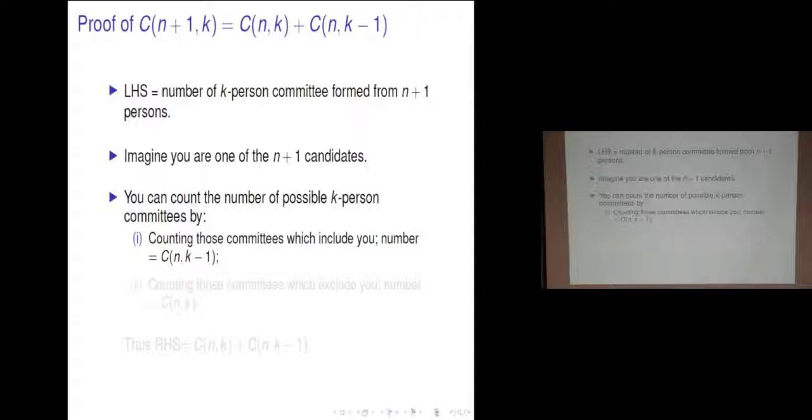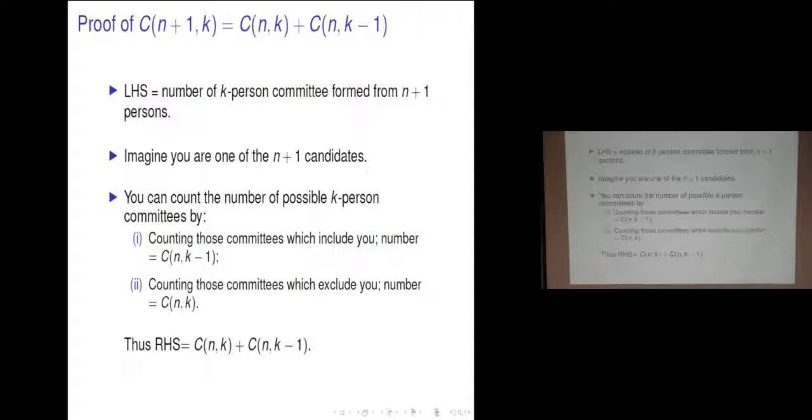That's the first case. The second case, you want to count the number of committees which exclude you. So you have n persons because you are out. You are not one of the candidates. Originally you have n plus 1 candidates, you are out, so you have n candidates, but you have k positions to fill. So it's n choose k, right?